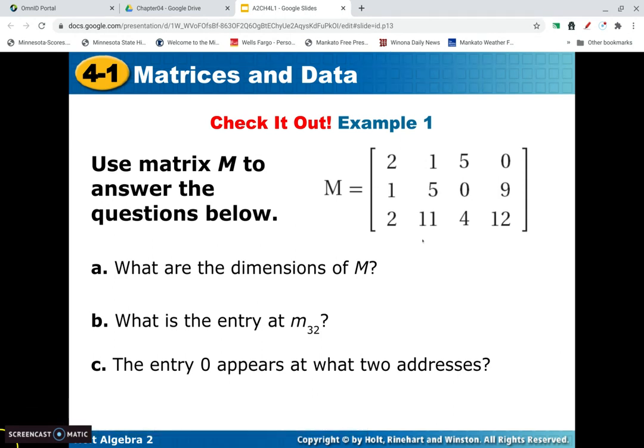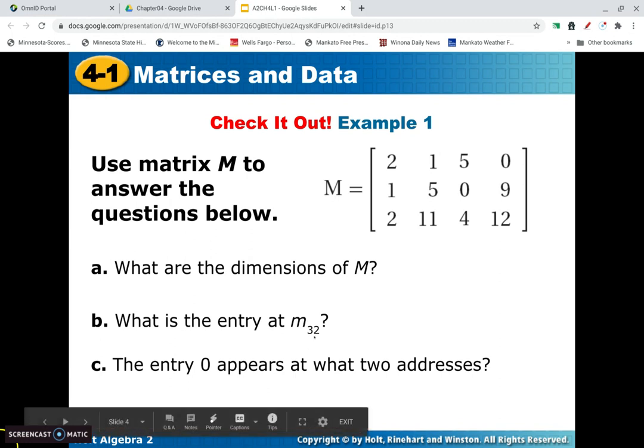That would be 11. And then 0 appears at what 2 addresses? Well, let's see, this would be the second row, third column, so it would be 23. And then this one would be the first row, fourth column, that would be 14. So we'd use the lowercase m for the matrix and then put the row column right there. And it works out pretty nice.